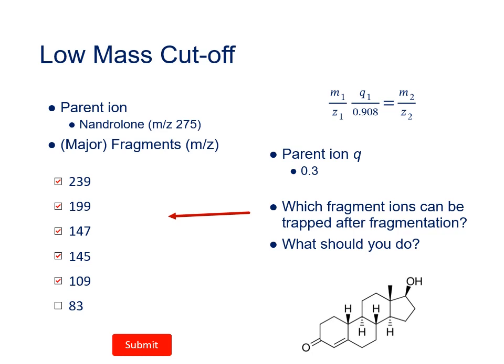If the parent ion, that's the complete molecule, was originally trapped at a Q of 0.3, which fragments will still be trapped after fragmentation? Put ticks in the boxes next to all the fragments you think will be detected, then hit submit.